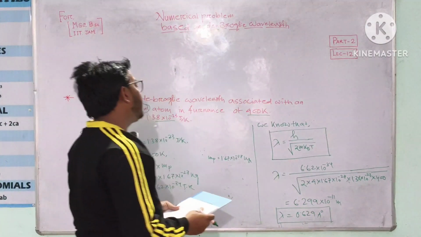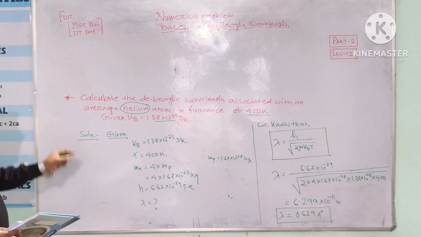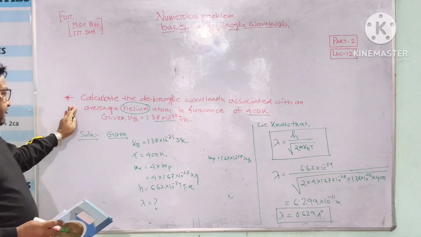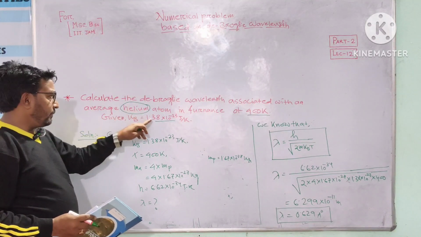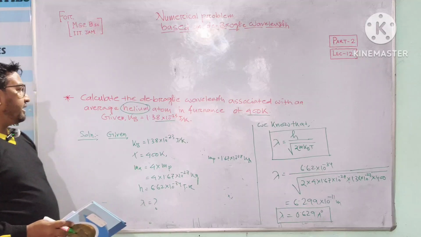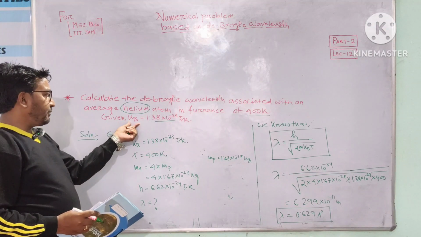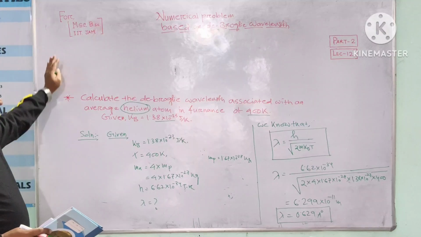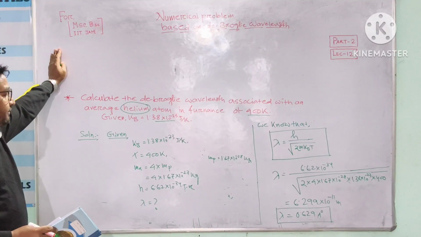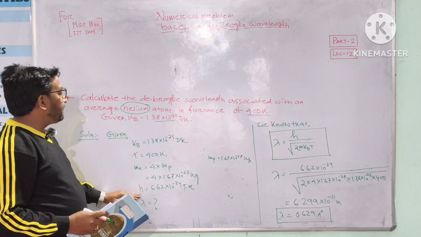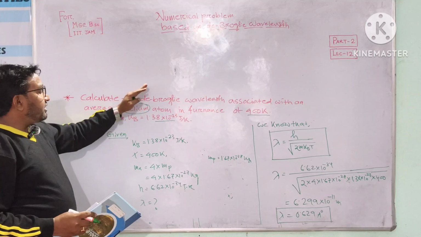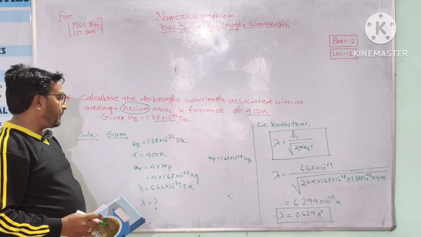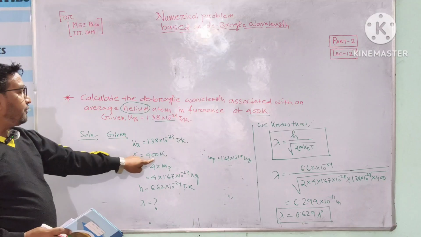For your better understanding, I am going to repeat it once again. Calculate the de Broglie wavelength associated with an average helium atom in a furnace of 400 Kelvin, given kB, that means Boltzmann constant, is equal to 1.38 into 10 to the power minus 23 joule per Kelvin. This is our data we can take from this question. So kB, Boltzmann constant, 1.38 into 10 to the power minus 23 joule per Kelvin. Temperature is equal to 400 Kelvin.